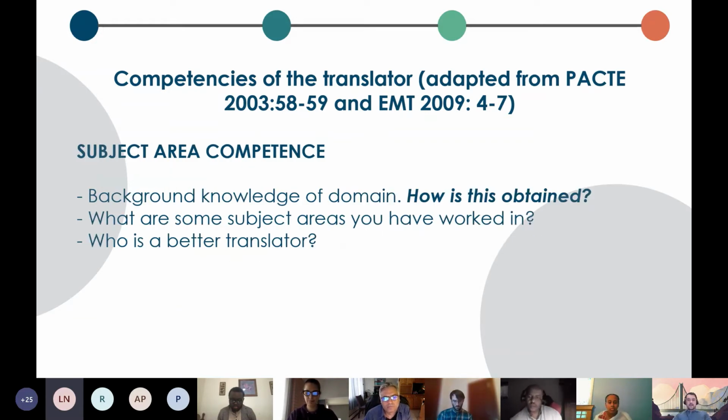Subject area competence. So this is background. Yes.